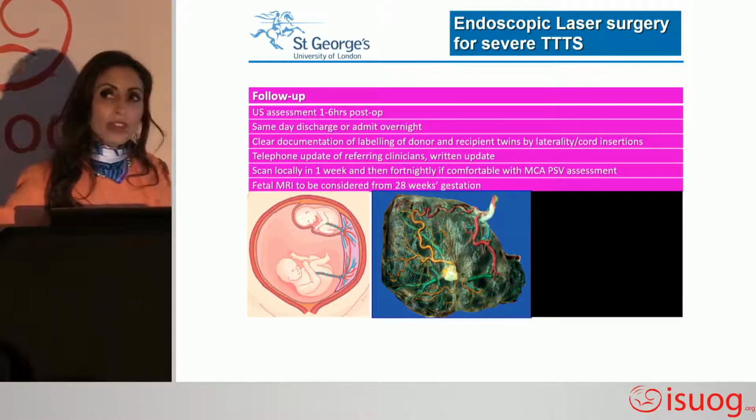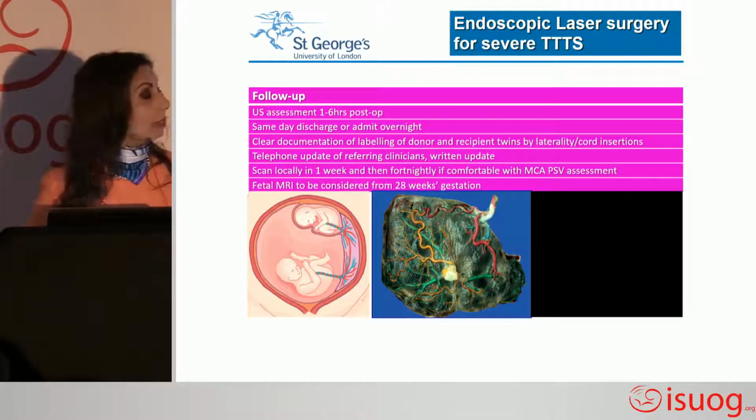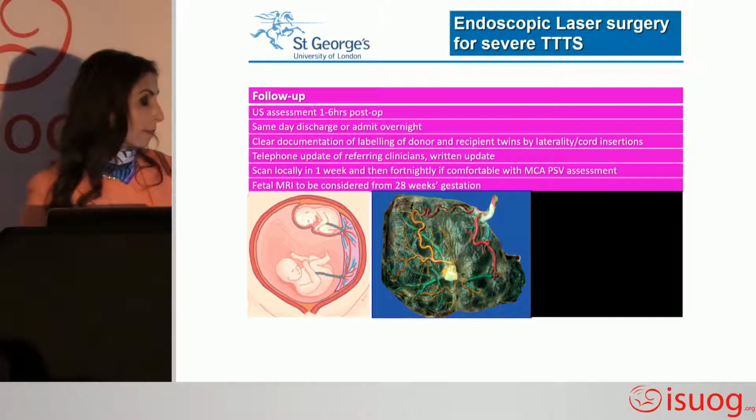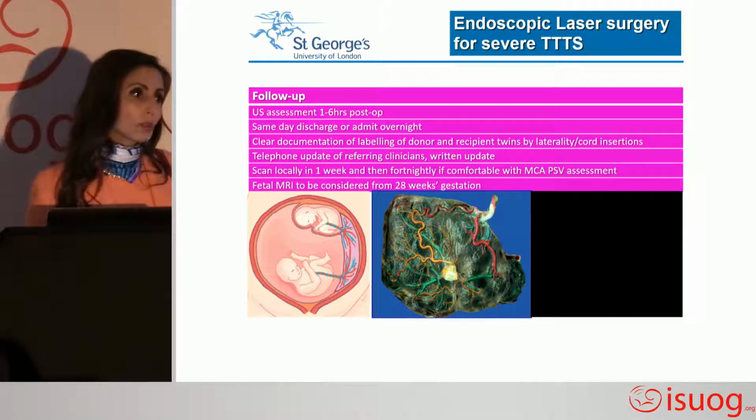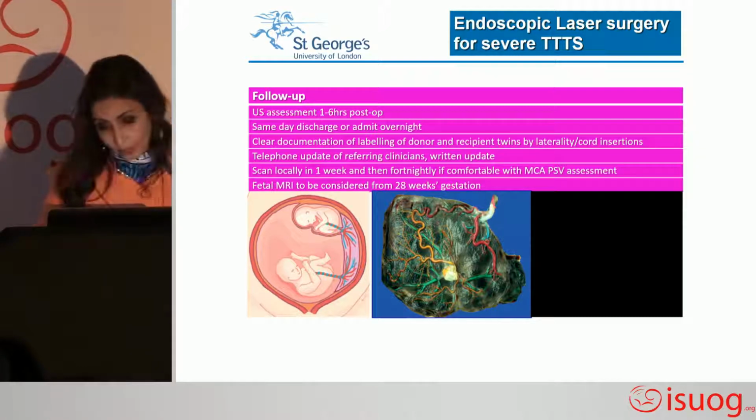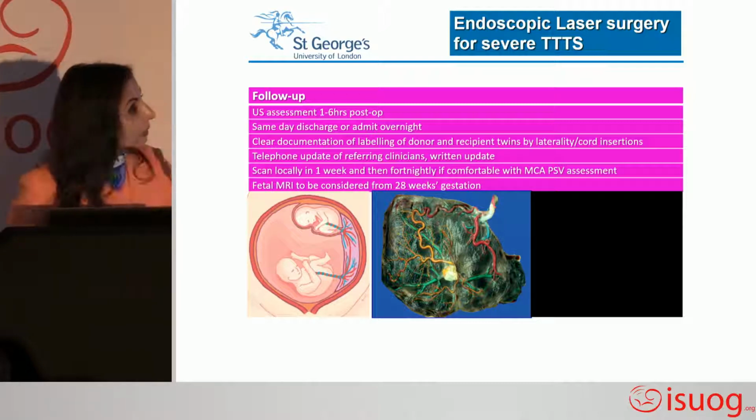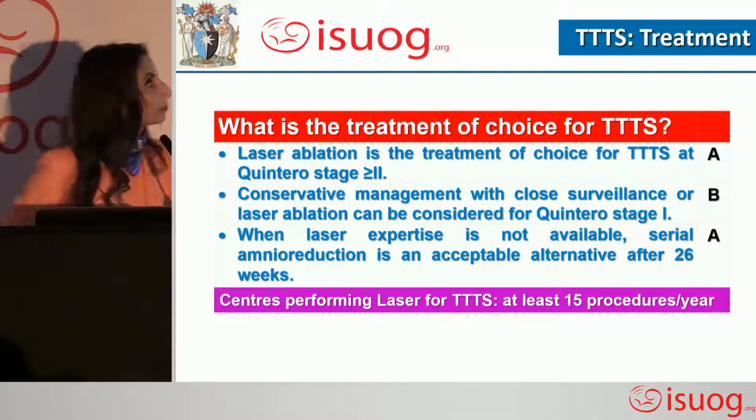Brain MRI varies from one center to another, but where I work at St. George's, we tend to offer MRI at 28 to 30 weeks for all cases that we do laser for TTTS. And I'm going to show you some of our data about the brain abnormalities.